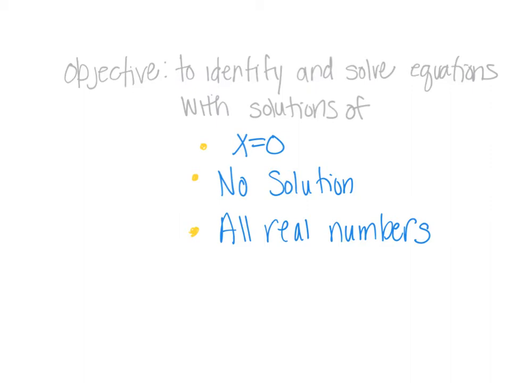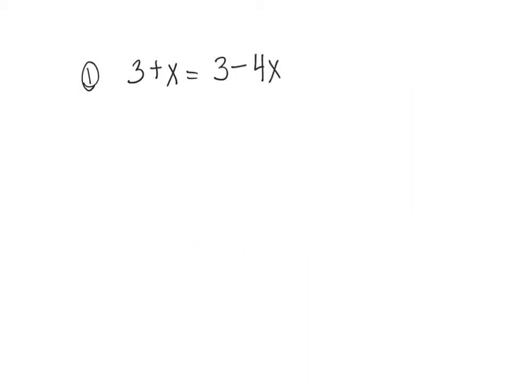So let's look at a specific example of each of those. If we look at our first example here, 3 plus x is equal to 3 minus 4x. What we see to start off with is an equation that has variables on both sides, which is a type of equation that we've already discussed. So we're going to move all the variable to one side, all the constant to the other side.